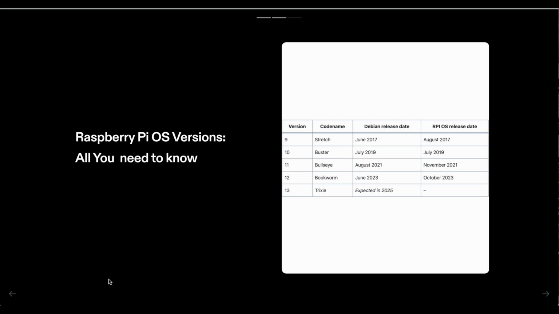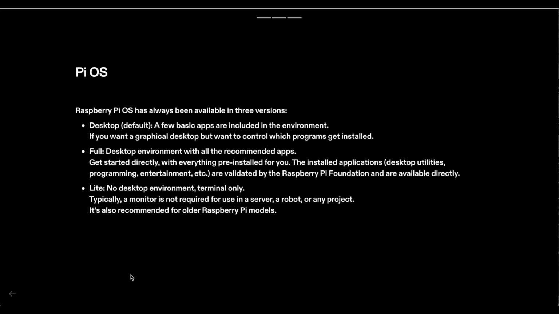The operating system versions, as you can see, go from version 9 all the way through 13, which is Trixie, available in 2025. Right now, the latest stable one is version 12, Bookworm, which was released in June 2023, and it is still pretty much the latest software available. But before we go ahead and upgrade, let's understand why there is so much confusion.